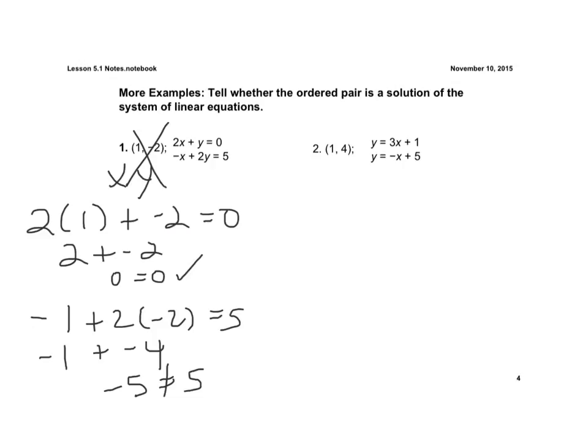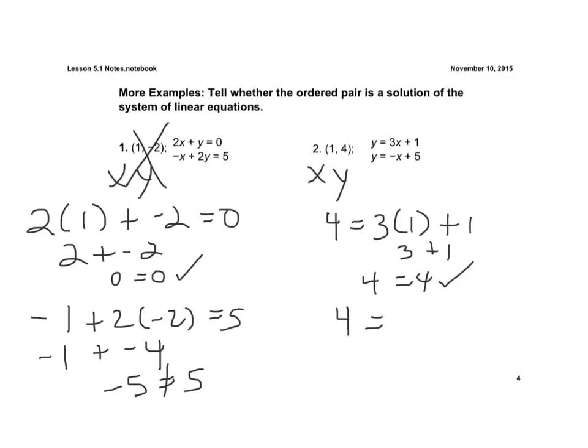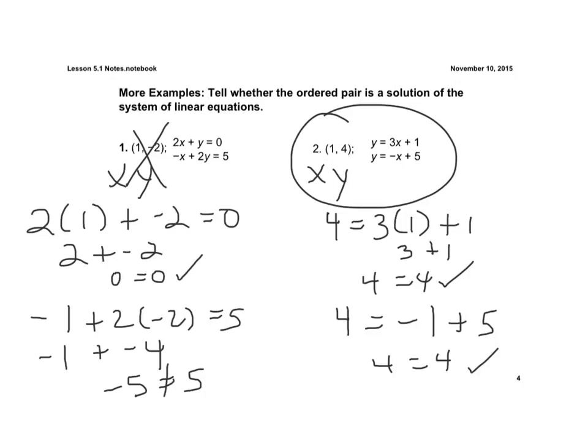Now we'll test the next one. Again, x followed by the y. So 4 is equal to 3 times 1 plus 1. 3 times 1 is 3, plus 1 is 4. 4 equals 4, and that checks. Now we plug into the next one. So 4 in for the y equals the opposite of 1 plus 5. Negative 1 plus 5 is 4. 4 is equal to 4, and that checks. So that is a solution. Again, a solution to a system of linear equations must make both equations true at the same time.